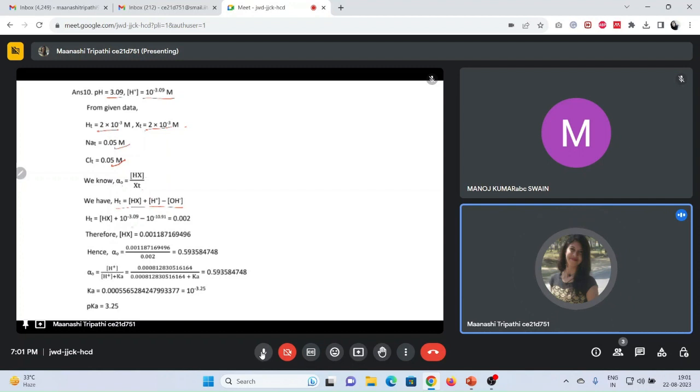By combining these equations, we can get HX very well, and hence alpha naught is this, and alpha naught we can write like this also. So this is from where we will calculate Ka.